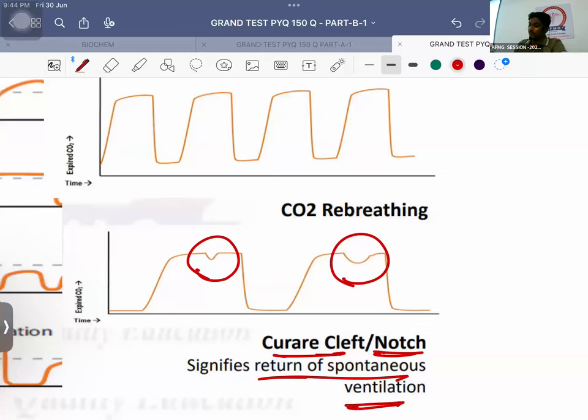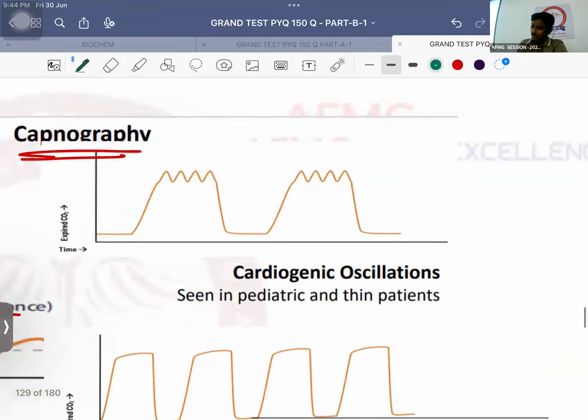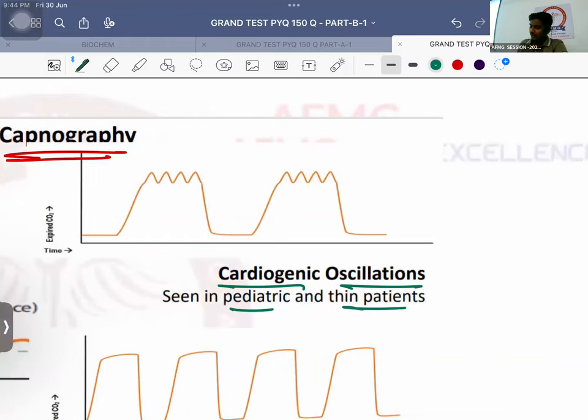Kya karoge is condition mein? Aage, you will give another dose of skeletal muscle relaxant. Okay? No issues with this. And cardiogenic oscillations are seen in pediatric and thin patients. These are called as cardiogenic oscillations.